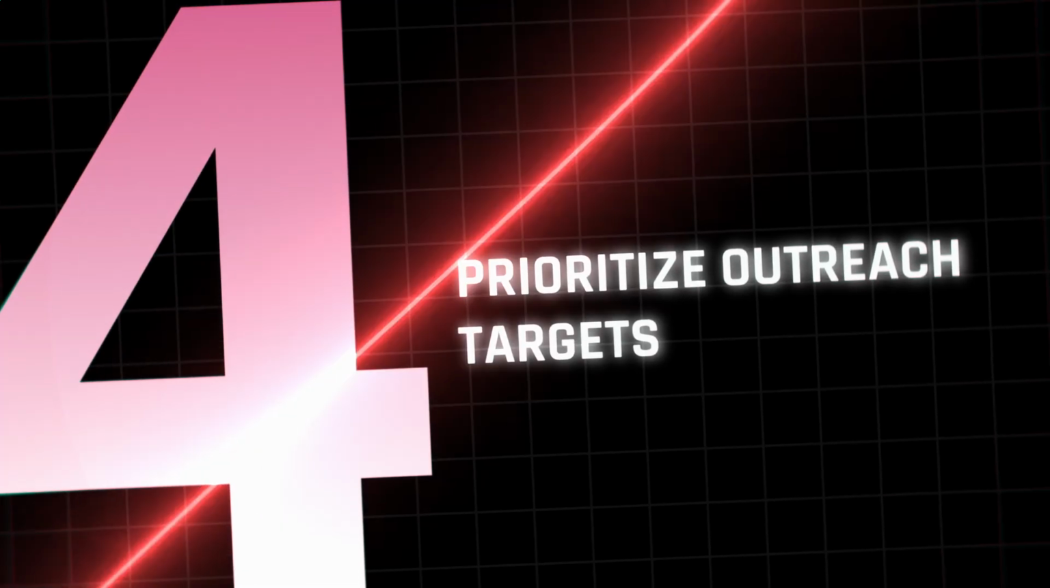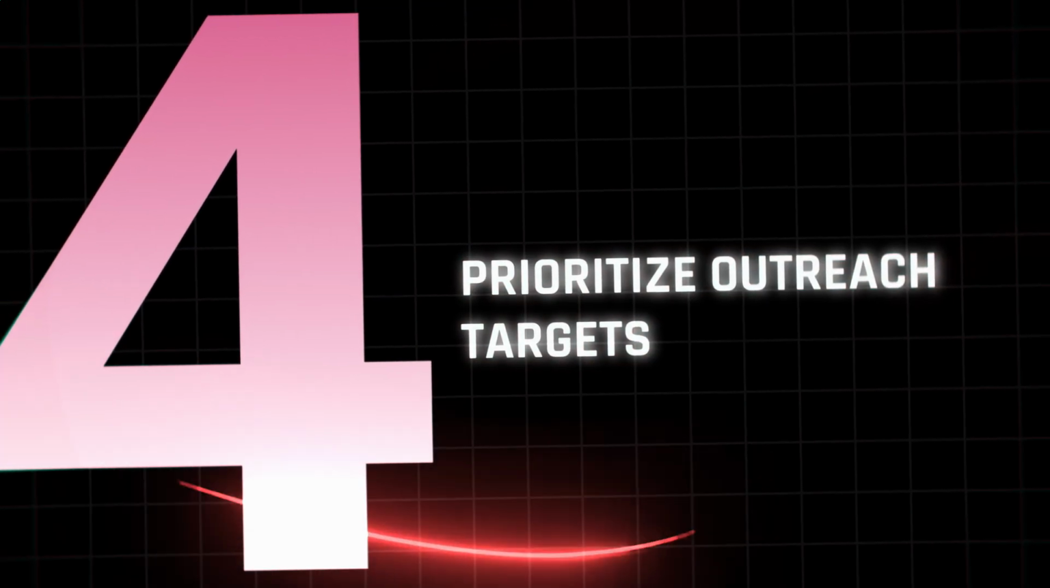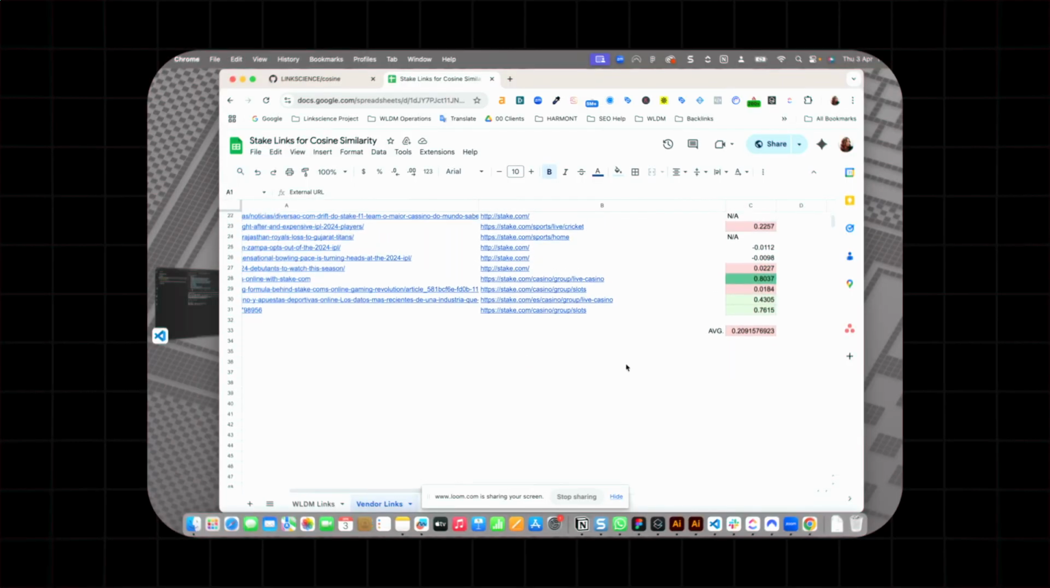Number 4, prioritize outreach targets. Use cosine similarity before you send that first email. You've got a list of domains, run them through the tool and see which ones actually talk about the same topics as your target page. That way, your outreach isn't just, I like your site. It's, your content and ours is already aligned. This increases response rates, placement approval, and the link value once live. You're not just link building, you're link matchmaking. And Google loves a good match.